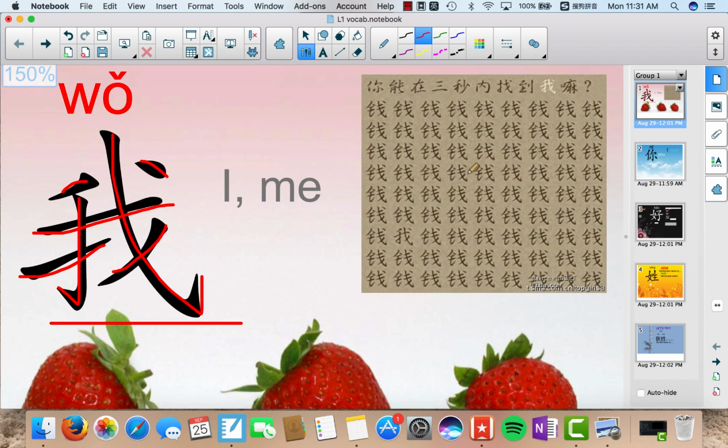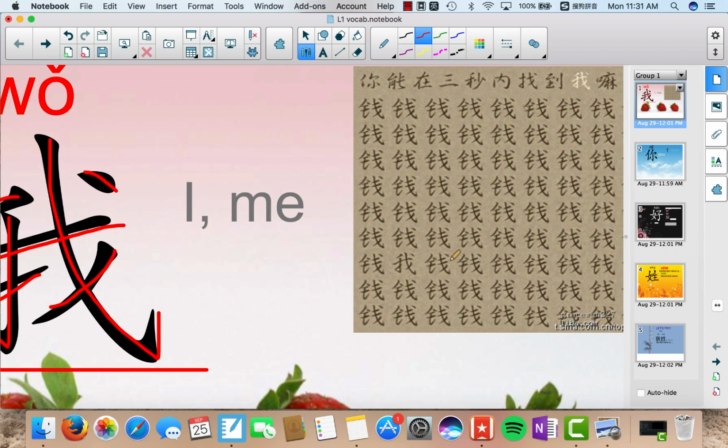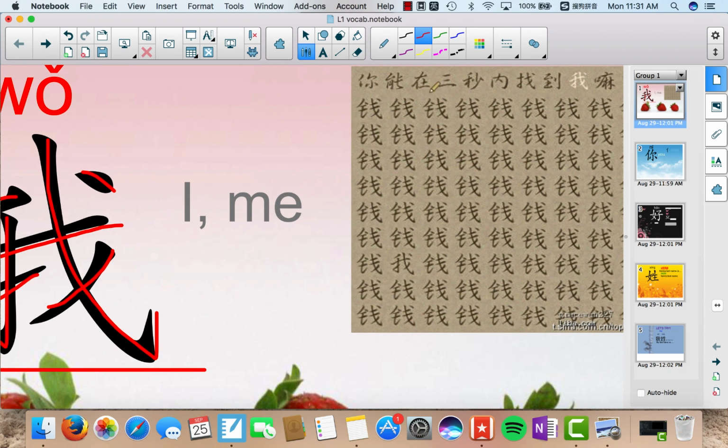Now, have a look over here. There's a picture asking you, 你能在3秒内找到我吗? Can you find character 我 within 3 seconds? I'm gonna give you 3 seconds. Can you find 我? 1, 2, 3. Did you find it? It's over here.